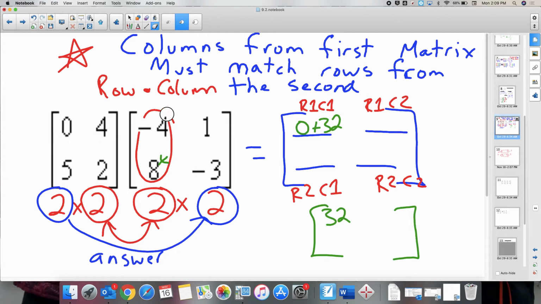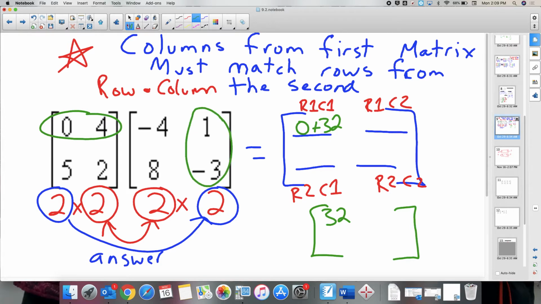Take a look at our next one. We'll go to the top right. That is row 1 times column 2 now. Once again, we have 2 values times 2 values. I do the first times the first, which is 0. I do the second times the second. That's a negative 12, so it's 0 minus 12, which is negative 12.